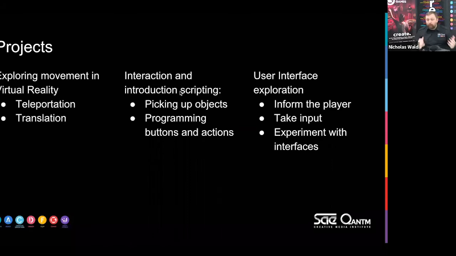So from a project perspective, what are the kind of things that you're going to be making in the virtual reality subject? You're going to be making 3 projects during that subject. In the first one, you'll be exploring movement in virtual reality. It's kind of one thing when we create a world and we put some interaction in there and we can see it on the screen. But when we put our headset on and we can see this whole world around us, we want to start exploring it. We want to start moving around that virtual reality space.